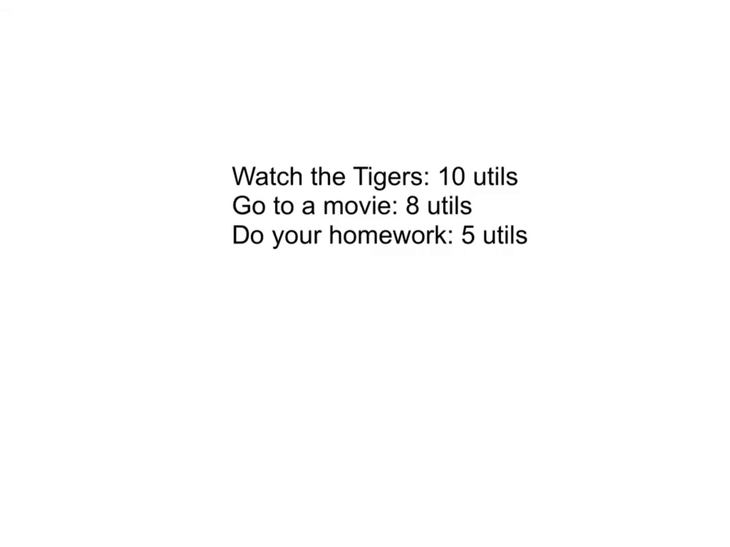Okay, let's give you a real-world example here. So let's say that you can either watch the Tigers, go to a movie, or do your homework. Those are your three options for what you can do with your evening. And we're going to assign those some values in terms of how happy it makes you. And the unit that we're going to use is called the util, which is just sort of an arbitrary unit. It's what does 10 utils mean, right? It just means it's better than 8 utils, and 8 utils is better than 5.